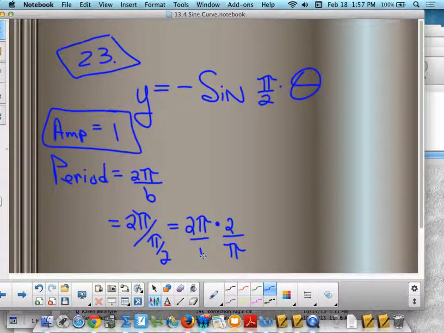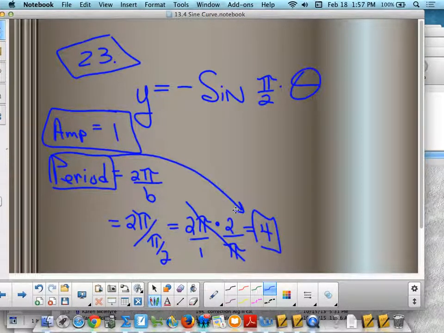Okay, so that's 2 pi over 1 times 2 over pi. Knock out what? The pi's. The pi's are gone. So you got 4. You're getting 4. So 4 is the what? Period. Period is 4.